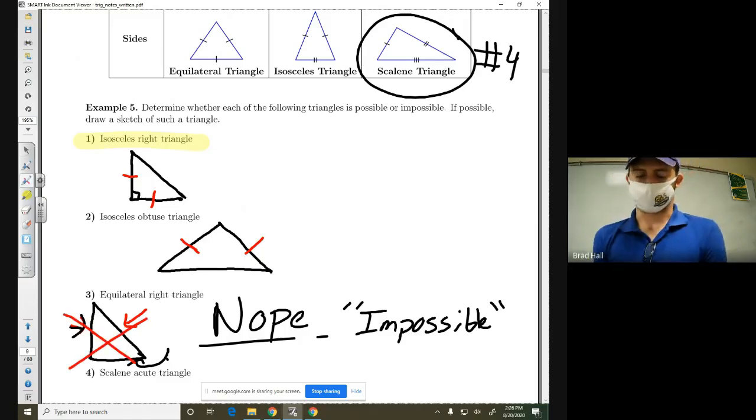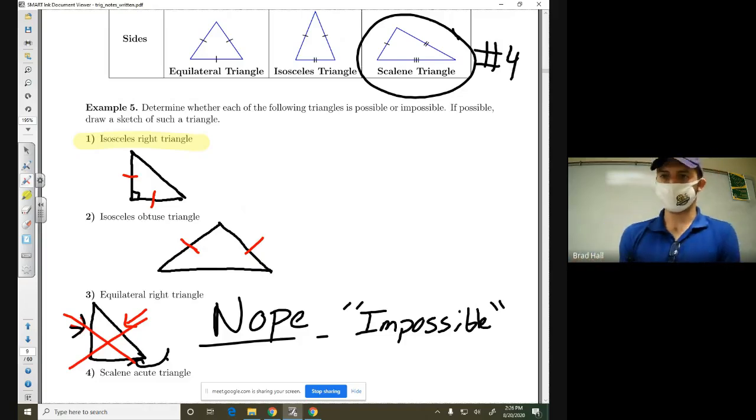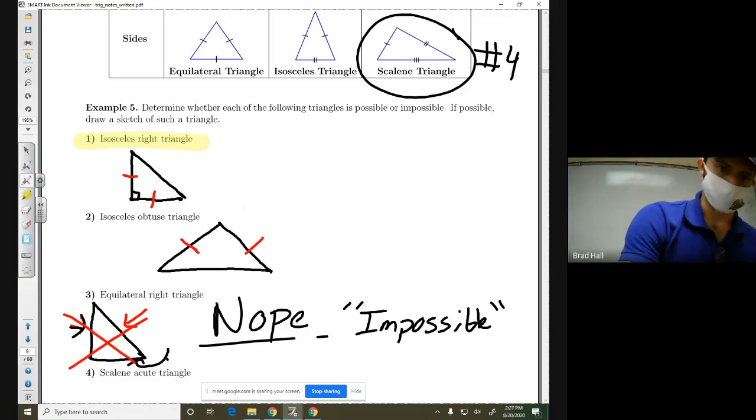So that's 4 examples right there. So mainly that's terminology-based stuff.